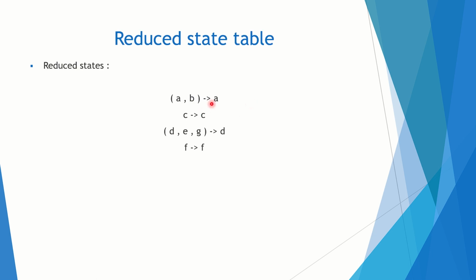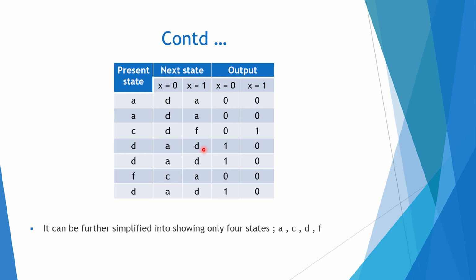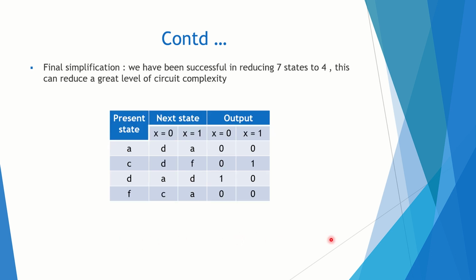The reduced states are A, C, D, F. I put A for the A and B pair, C for C, D for the DEG compatible group, and F for F. This is the reduced state table with A, C, D, F. I just replaced the previous values with the new values. Now we have only 4 states.